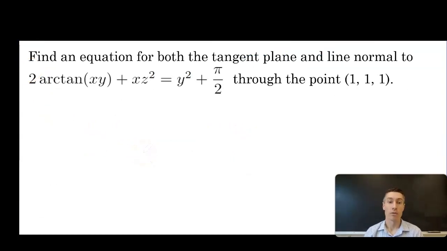Okay, so find an equation for both the tangent plane and line normal to 2 arctangent of xy plus xz squared equals y squared plus pi over 2 through the point (1, 1, 1). So this is a good opportunity. Pause the video, try this on your own, and see how you do.